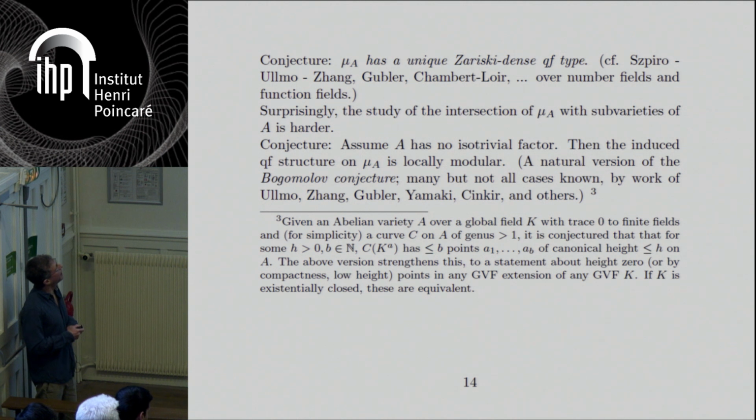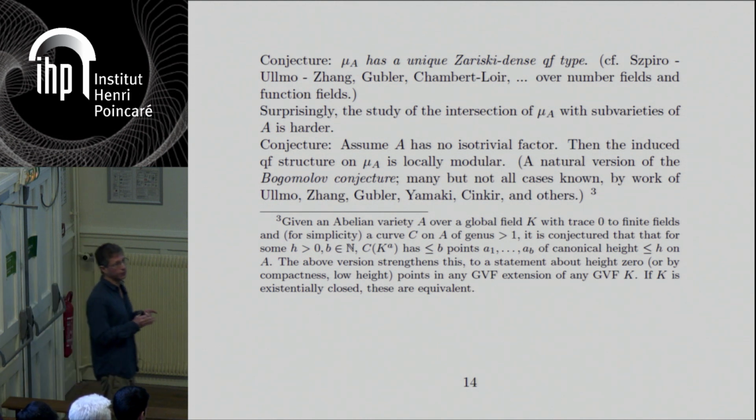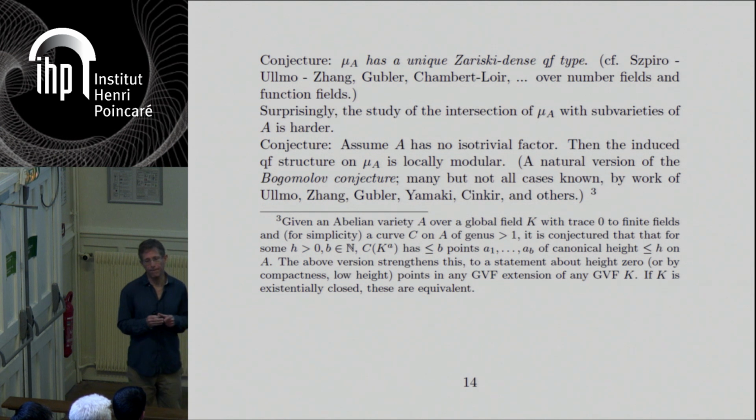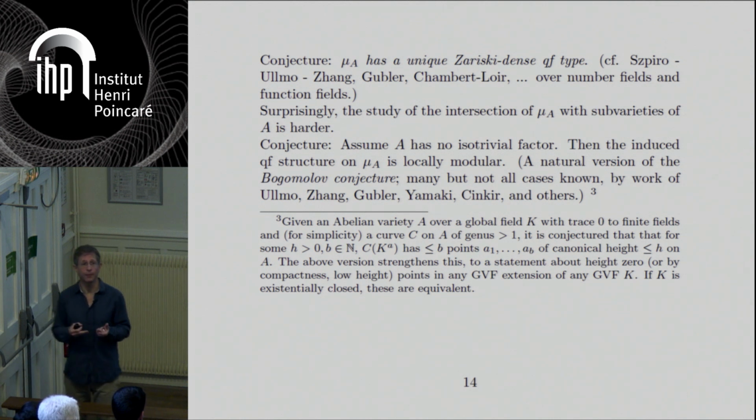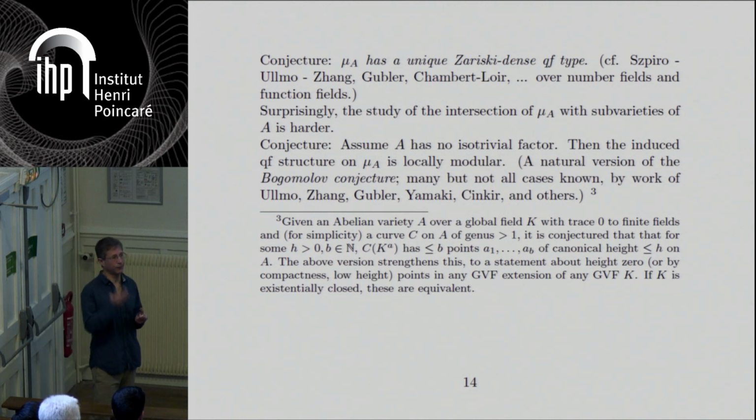Okay. One thing which is not completely known as part of this picture is the Bogomolov conjecture, namely that on these minimal subgroups there should be a unique generic type. Part of that is the intersection with subvarieties. That seems to be the hardest part.